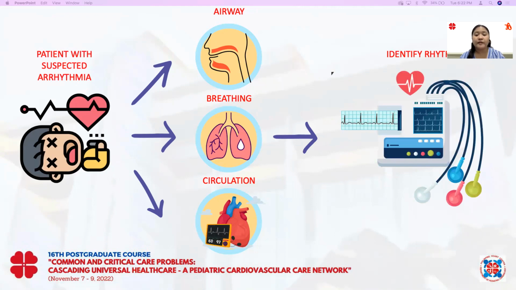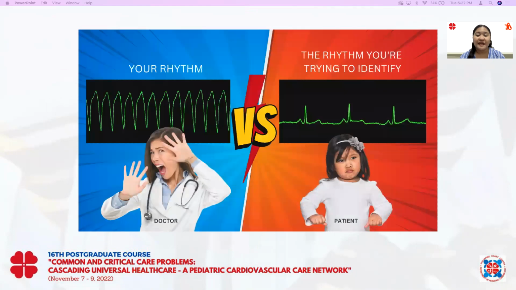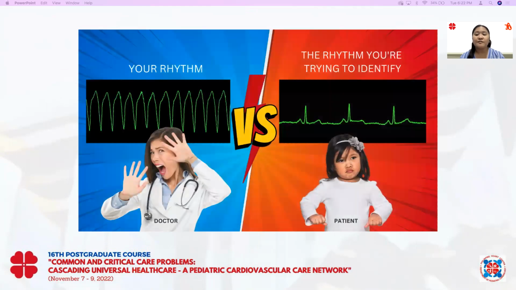Now, I was once a pediatric resident not too long ago, and I know that when tasked to interpret the ECG strip and to identify the rhythm, the residents are also having some sort of arrhythmia themselves. And the resident's rhythm becomes even more abnormal and erratic than your patient's rhythm that you are trying to identify. So I hope that by the end of this postgraduate course, you can self-convert your rhythm to sinus because you are confident enough to recognize and manage pediatric arrhythmias.